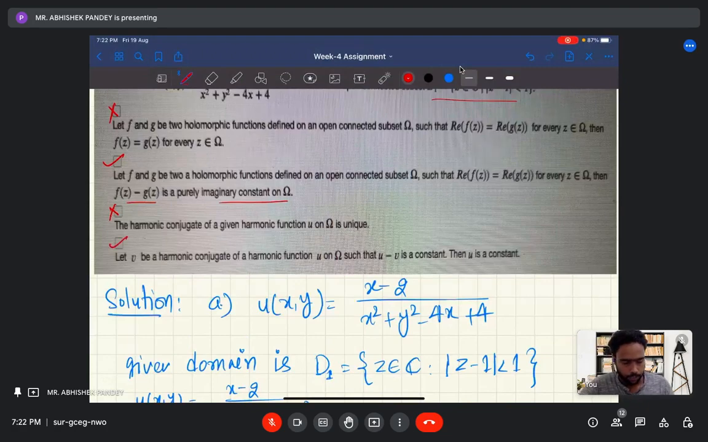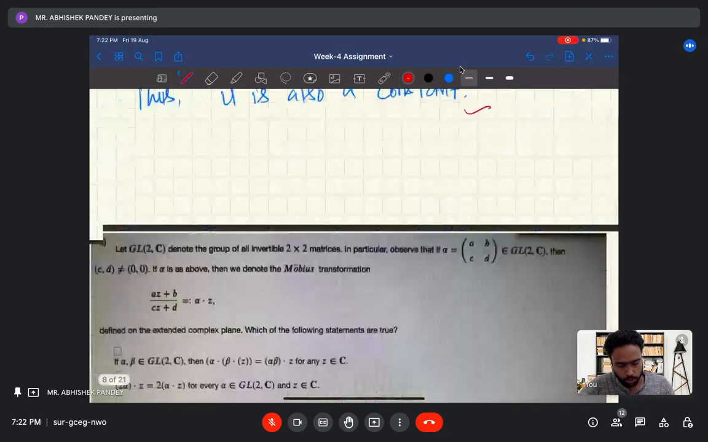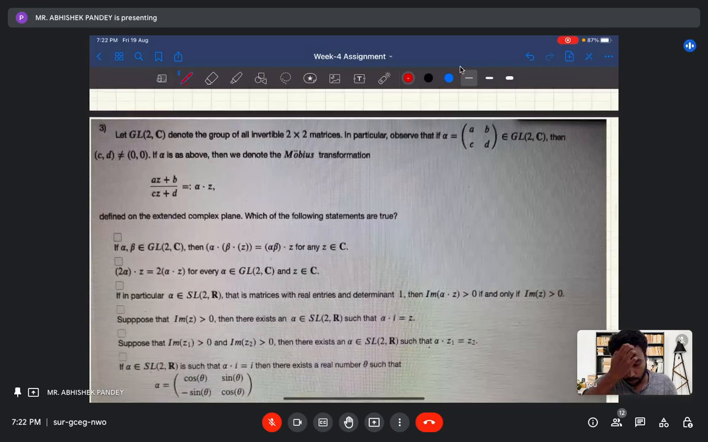Okay. Now let us move towards the third question. So the third question is a very important question. It is on Mobius transforms.